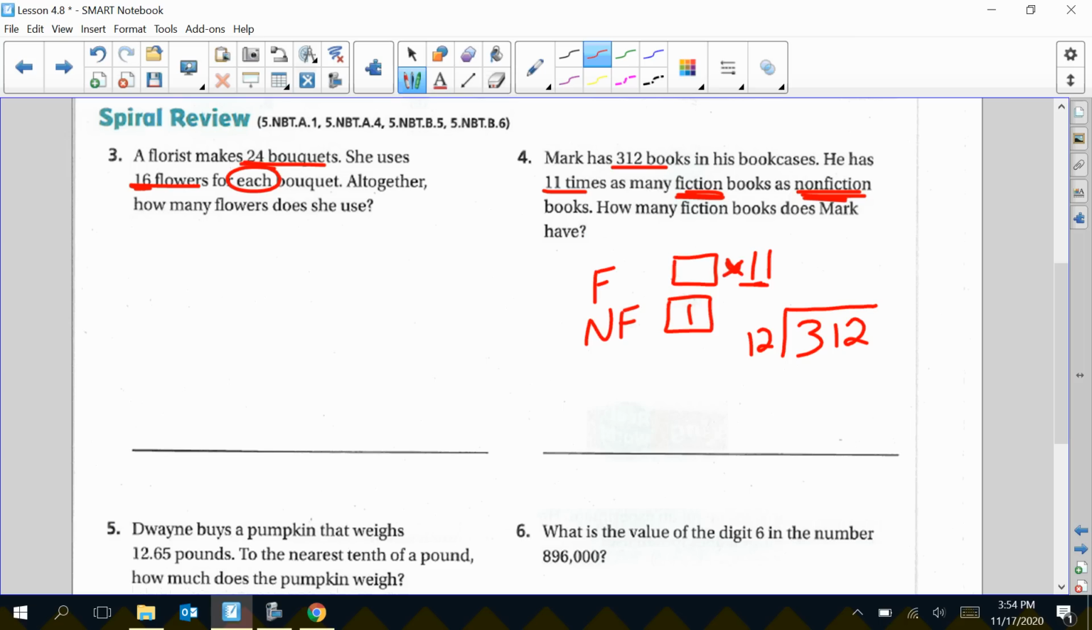So we're going to divide our 312 by 12. Whatever answer we get is the number of nonfiction books that he has. And you can even write that answer inside of that box. To figure out the number of fiction books, you're going to take your answer that we put inside of this box here and multiply it by 11. So whatever you get is the number of nonfiction books. To figure out fiction, take this answer and multiply it by 11. And we're looking for the number of fiction books.